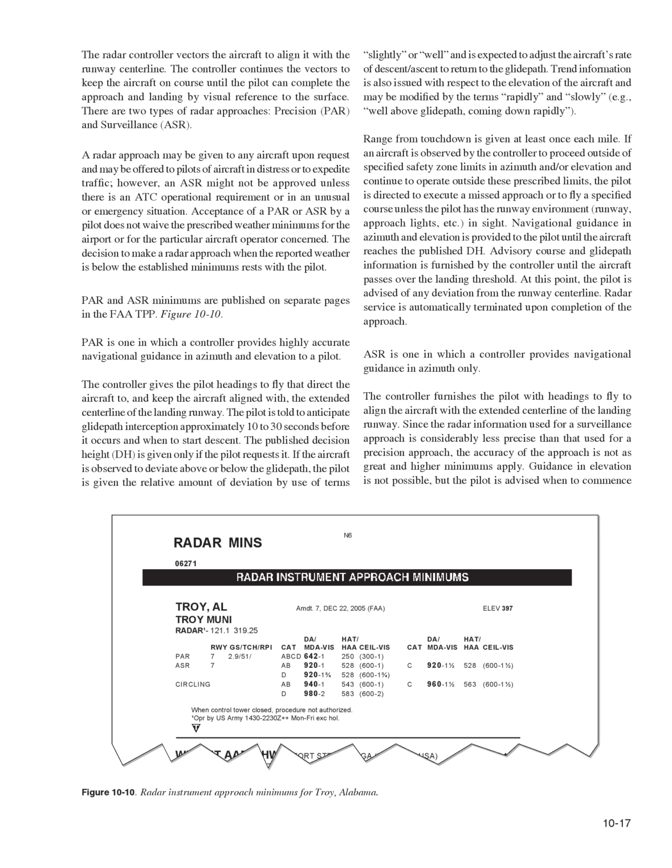The radar controller vectors the aircraft to align it with the runway centerline. The controller continues the vectors to keep the aircraft on course until the pilot can complete the approach and landing by visual reference to the surface.